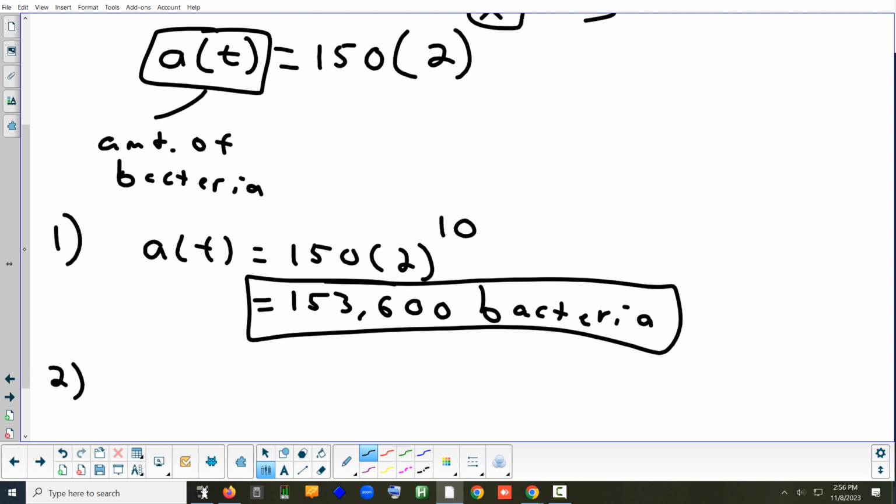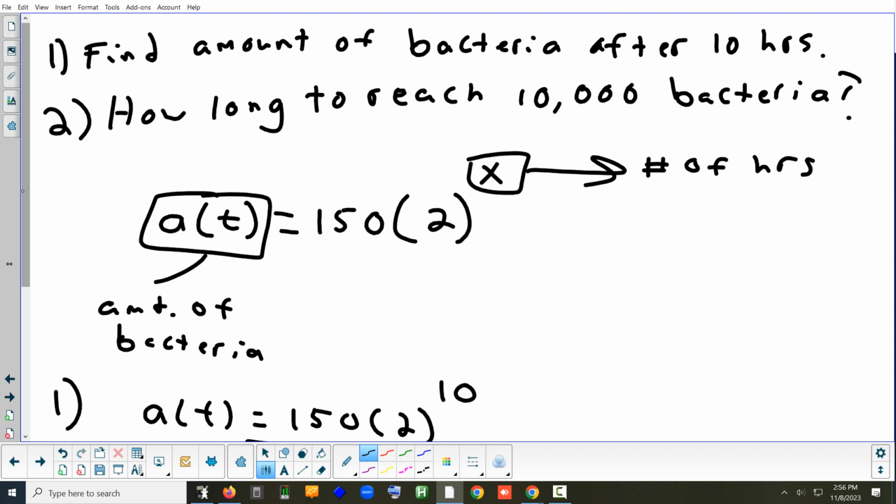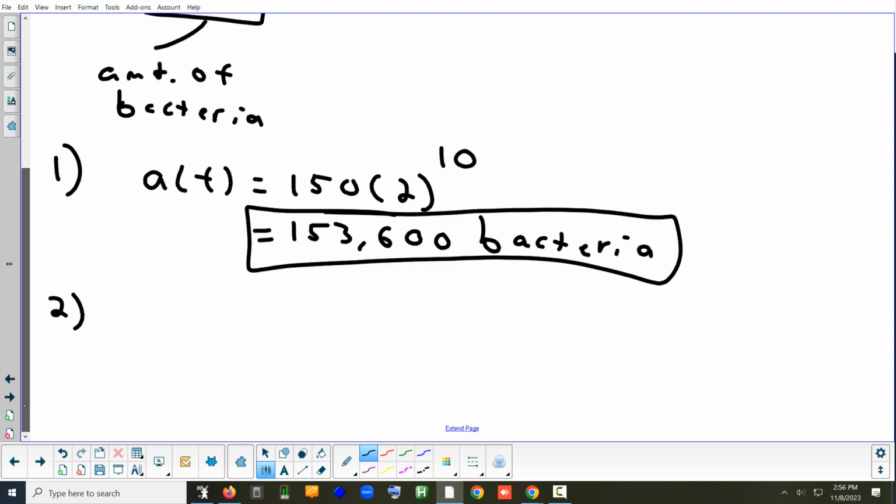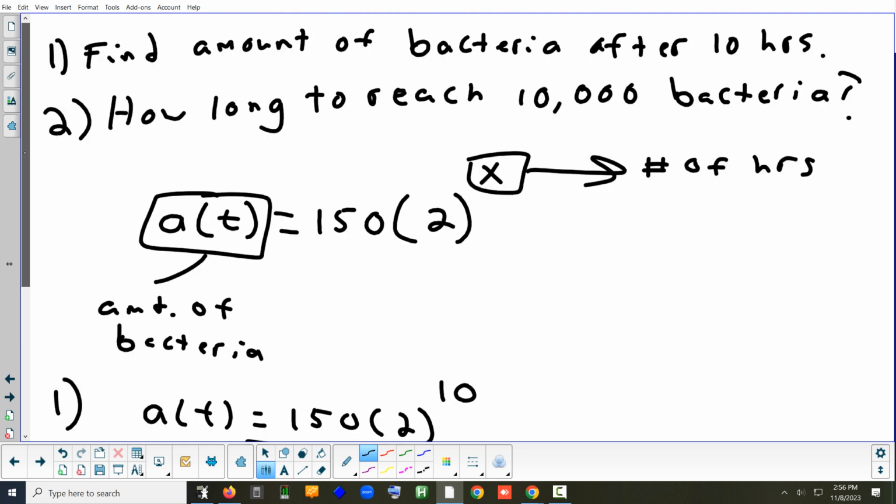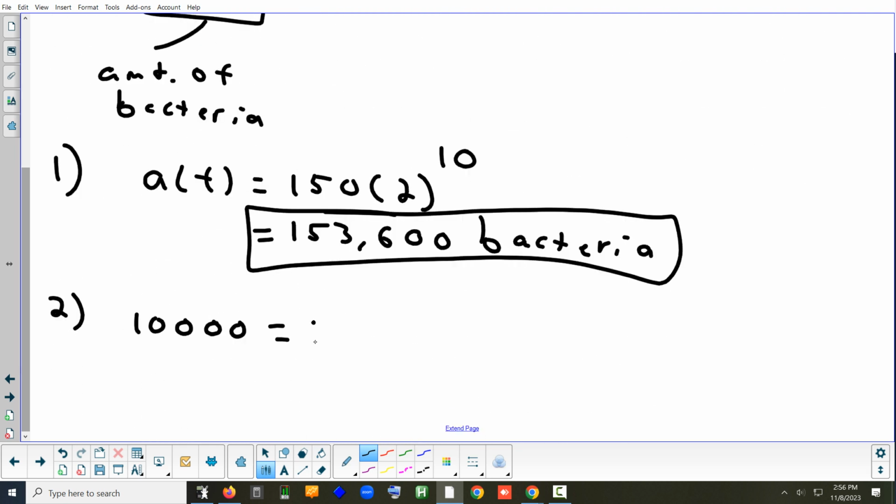All right, now part two, it's asking how long before we hit 10,000 bacteria. Where's the 10,000 going to get plugged into that formula? Yep, A of T. So we're going to change the left side to 10,000. And then the right side is just going to be 150 times 2 to the x. Now, we haven't learned yet how to solve equations that have variables in the exponent algebraically. That's where logarithms come in. We learned how to do it graphically.